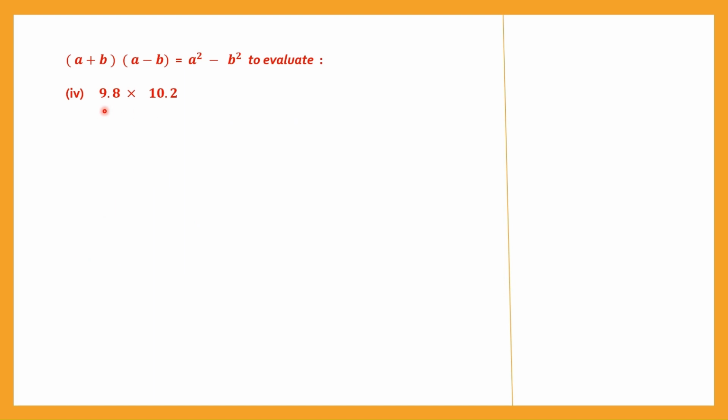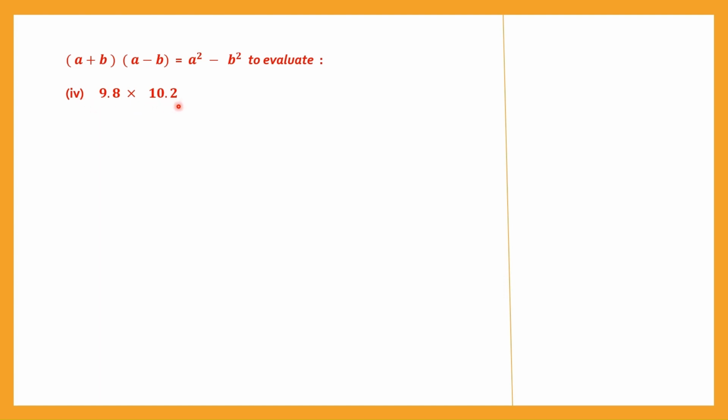Question 4. 9.8 into 10.2. We have to get it in this format: A plus B into A minus B. Now first do the addition. When you do the addition part, then the subtraction is the same thing. Just change the sign. So 9.8 into 10.2.